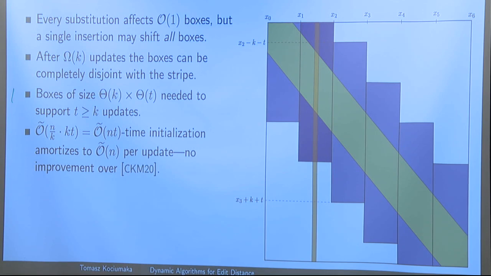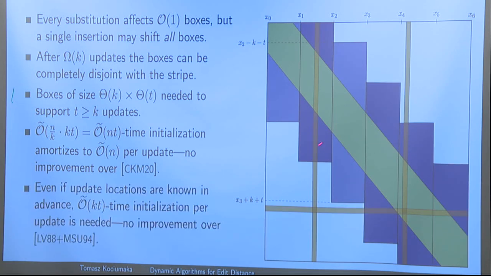Like, you could hope that you don't need to build all the boxes because some of them won't be affected by any of the updates in the lifetime of the algorithm. But even if you want to build this data structure only for the boxes affected during the lifetime, like these ones, then it could be that each update affects a different box, and already building this single box takes time k times t, or k squared at least. So this update time would be at least k squared, and this is still no better than what we already knew from the Landau and Vishkin algorithm.